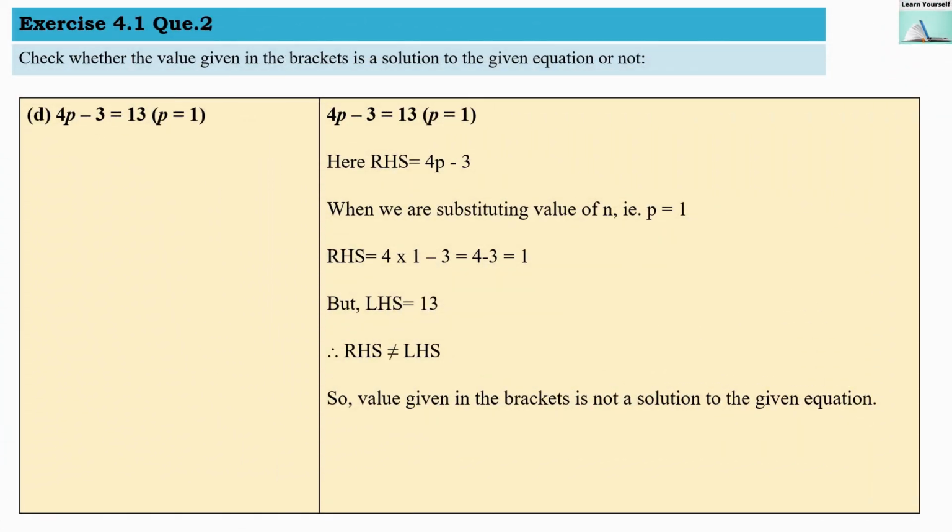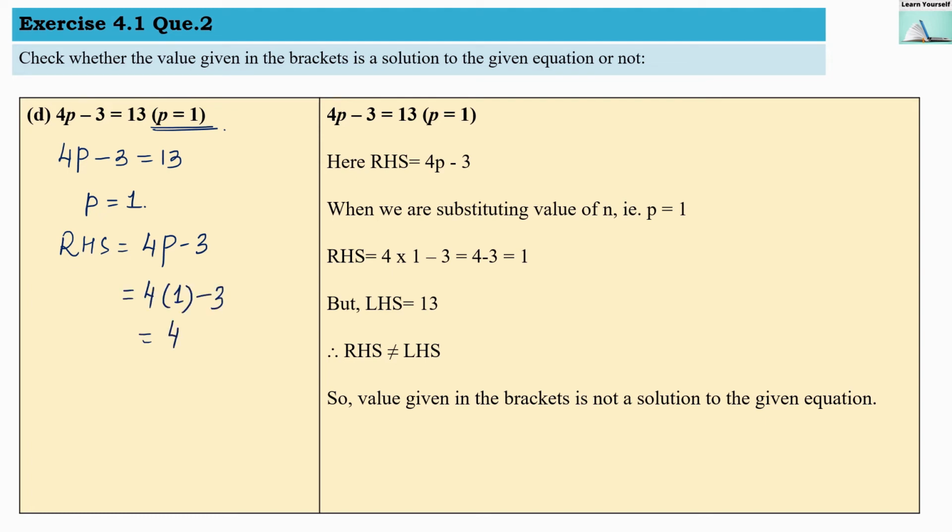Equation D is 4p minus 3 equals to 13. In this we have to substitute p equals to 1. So when we are substituting p equals to 1, our RHS is 4p minus 3. Let us substitute this value. So it is going to be 4 into 1 minus 3. So it is 4 minus 3 equals to 1.